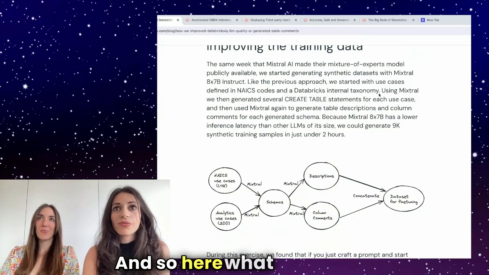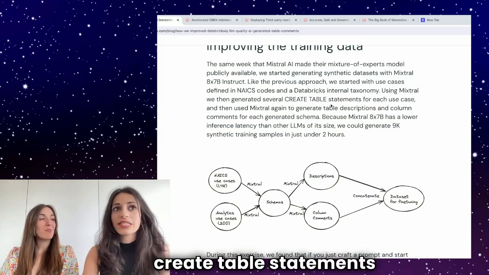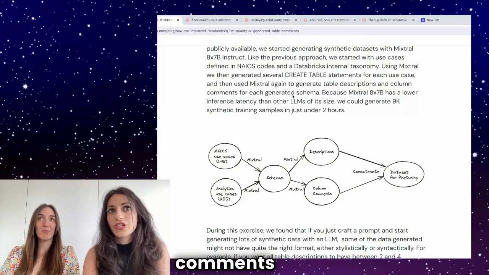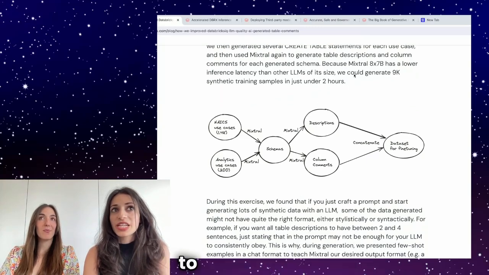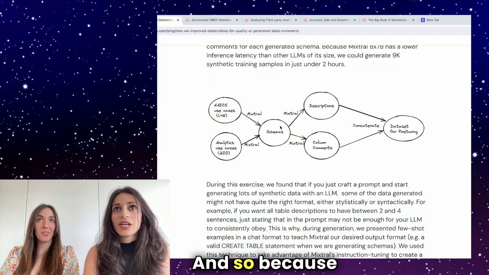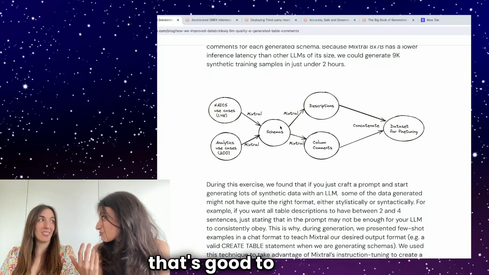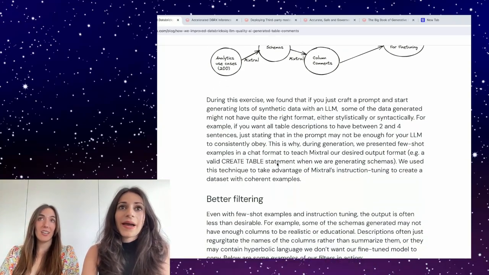And so what they did is that they used Mixtral to generate some create table statements, and then used the same model again to generate the table descriptions and column comments for each of the generated schemas. And so they managed to create 9,000 training samples in just under 2 hours. Because it's sometimes a problem to have the right training data, that's a trick that's good to remember: just use an LLM to generate some training data.